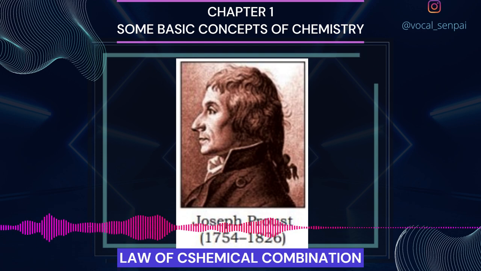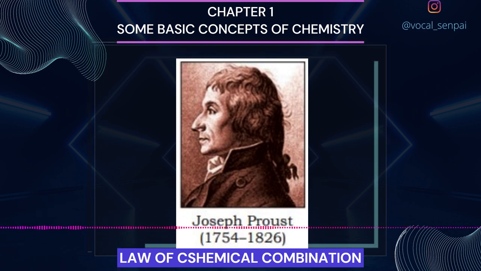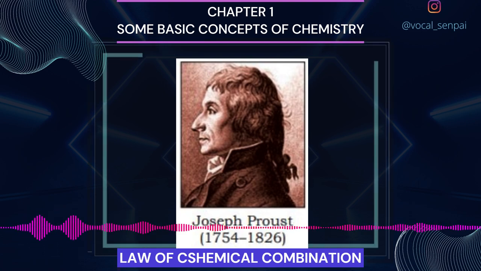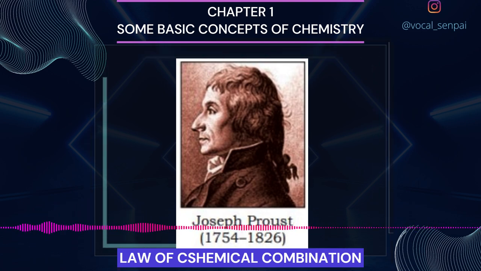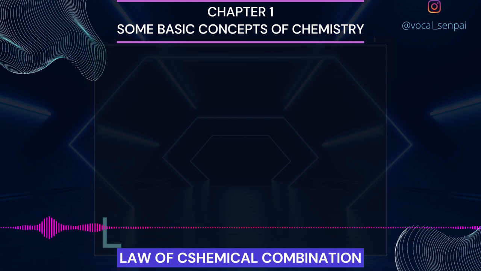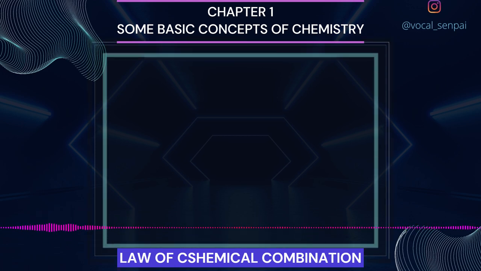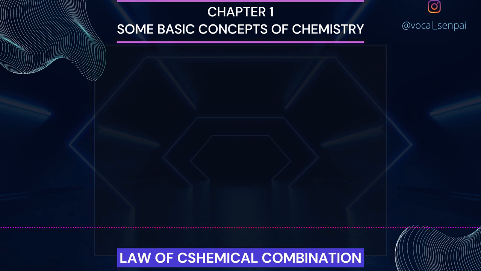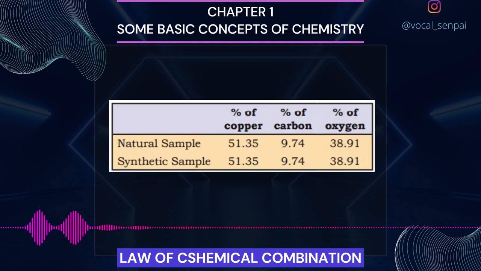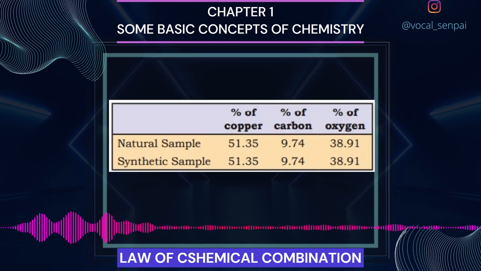This law was given by a French chemist, Joseph Proust. He stated that a given compound always contains exactly the same proportion of elements by weight. Proust worked with two samples of cupric carbonate, one of which was of natural origin and the other was synthetic. He found that the composition of elements present in it was the same for both the samples, as shown below.